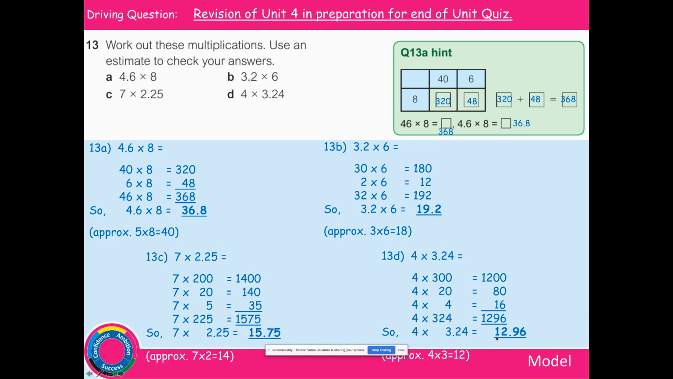One, 2, there's the 1. 1, 2 for the 2. 1, 2 for the 9, 1, 2 for the 6. So it's 12.96. Remember to just check your answer. It's roughly 4 times 3, which is 12. We're in the same ballpark. We can safely say we're okay on that one.